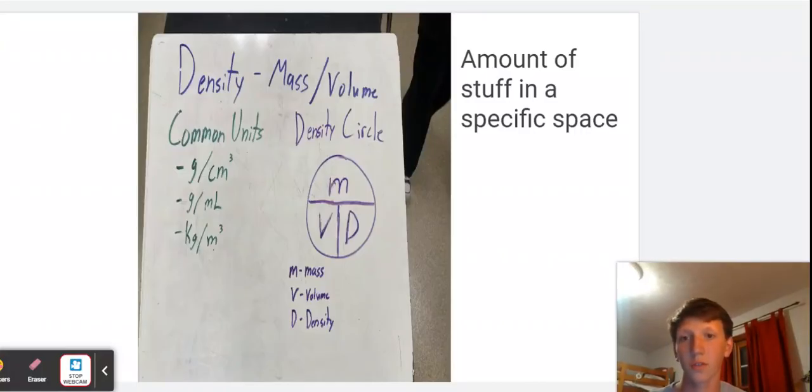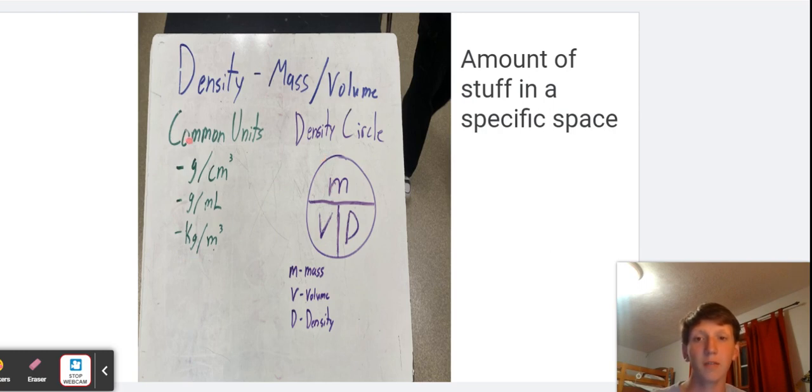Density is also referred to as mass divided by volume. Mass can also be seen as the amount of stuff in an object, and volume is the amount of space that the object takes up. To put it simply, density is the amount of stuff in a specific space. Some common units for density are grams per centimeter cubed, grams per milliliter, and kilograms per meter cubed.